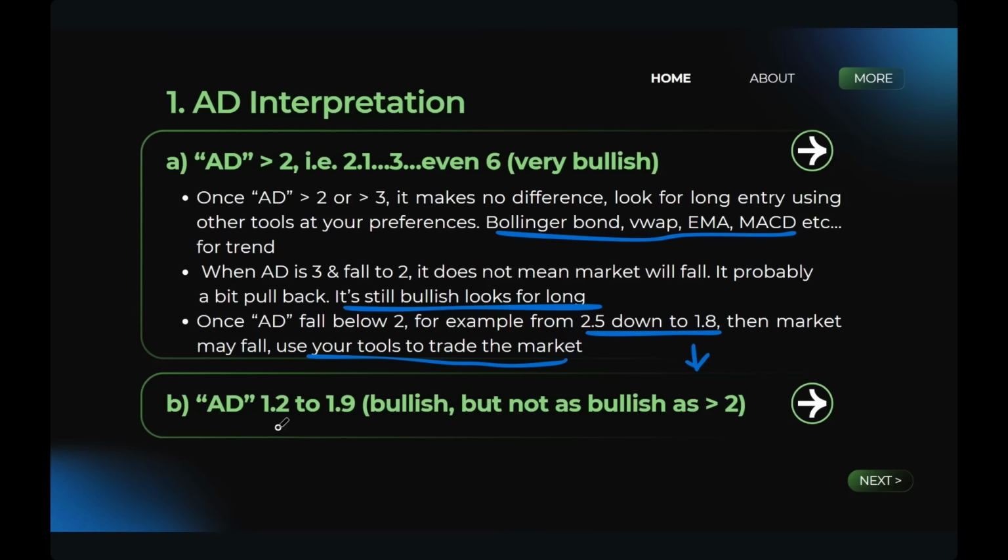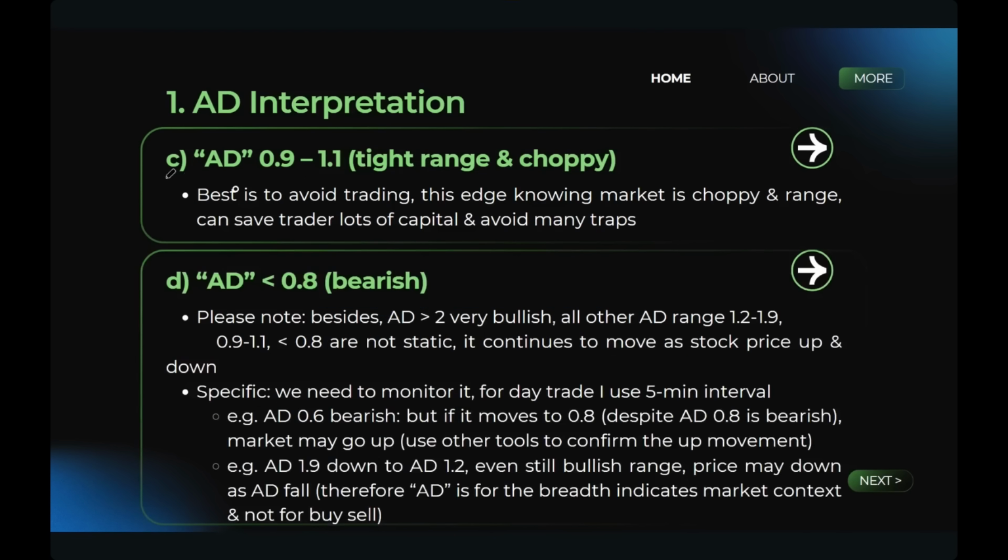When AD is between 1.2 and 1.9, it's still bullish, but not as bullish as when it is greater than 2. Now, this is most important. When AD is at 0.9 to 1.1, it is a very tight range and choppy. You can imagine when the advancing stocks and the declining stocks are almost the same: no buying pressure, no selling pressure. So the best is to avoid trading. This edge, knowing the market is choppy and range-bound, can save traders loss of capital and avoid many traps.